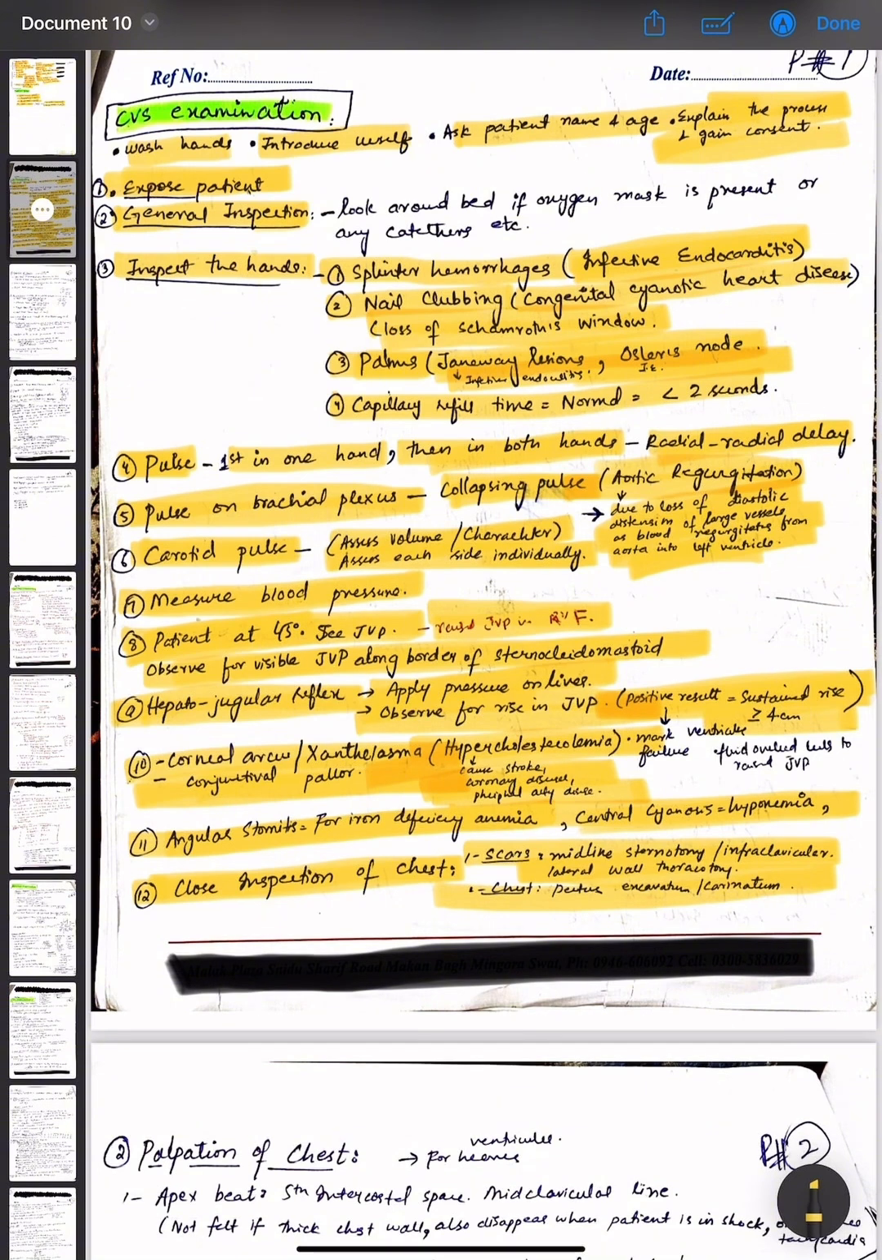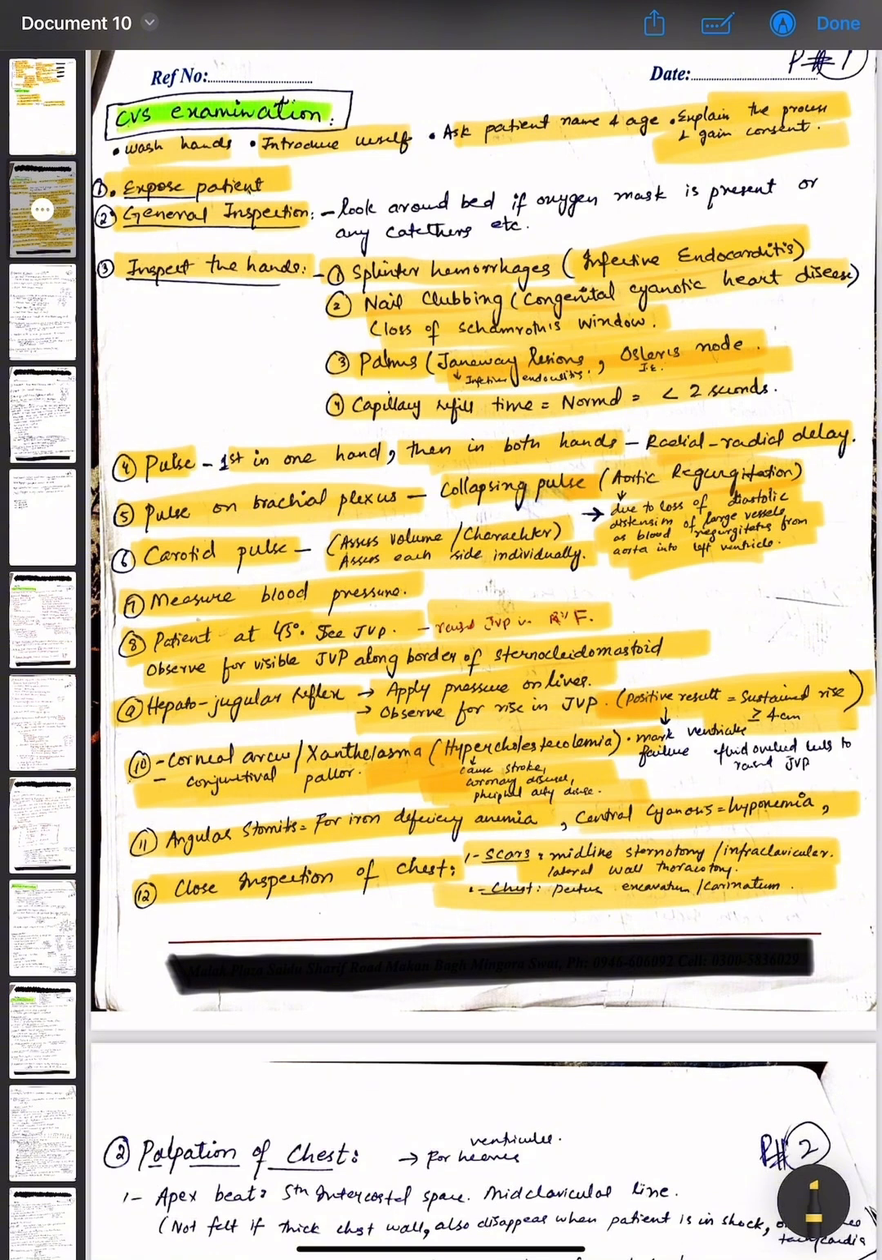Okay, so what we have done after the inspection of the hands: we found the pulse first in one hand and then in both hands, that is radial delay. Then the pulse on the brachial artery is checked. If the pulse is collapsing, then the finding is aortic regurgitation, and aortic regurgitation is due to the loss of diastolic distension of the large vessels as blood regurgitates from the aorta into the left ventricle. Then we will check the carotid pulse, assessing the volume or character and assessing each side individually. Then we will measure the blood pressure.